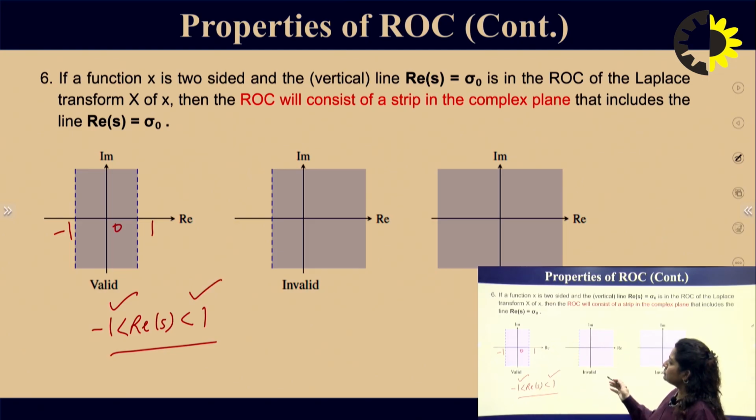The second one is not for the two-sided case because it consists of only one pole, so it is an invalid ROC and it has only the right half plane. Similarly, the third one does not contain any pole and it is the entire s plane. So this is also not a valid ROC for a two-sided signal or a bilateral Laplace transform.